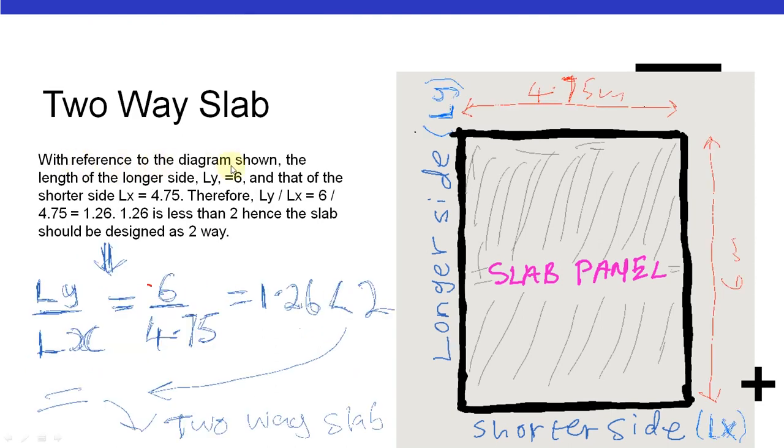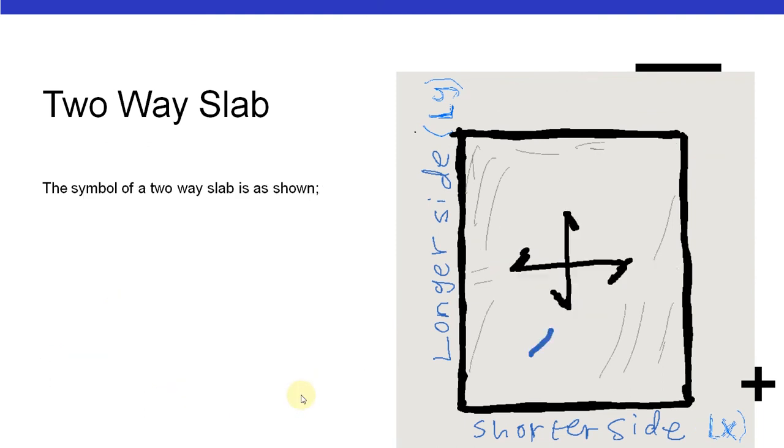Now with reference to this diagram, the length of the longer side Ly is equal to 6 meters, and that of the shorter side Lx is equal to 4.75. So therefore, if we divide Ly by Lx, we get 6 over 4.75, which is equal to 1.26, and 1.26 is less than 2, which makes this slab a two-way slab. So it should be designed as a two-way slab.